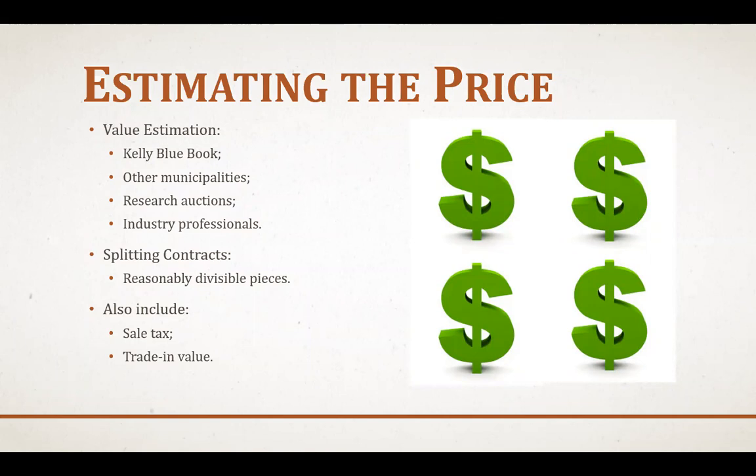However, if you're doing one section and then the town finds that they have enough funds to do another section, that might be a reasonably divisible piece. But when you're doing that, the town should be working with a town attorney or reaching out to Matt to see if there's any question about that being a reasonably divisible piece.